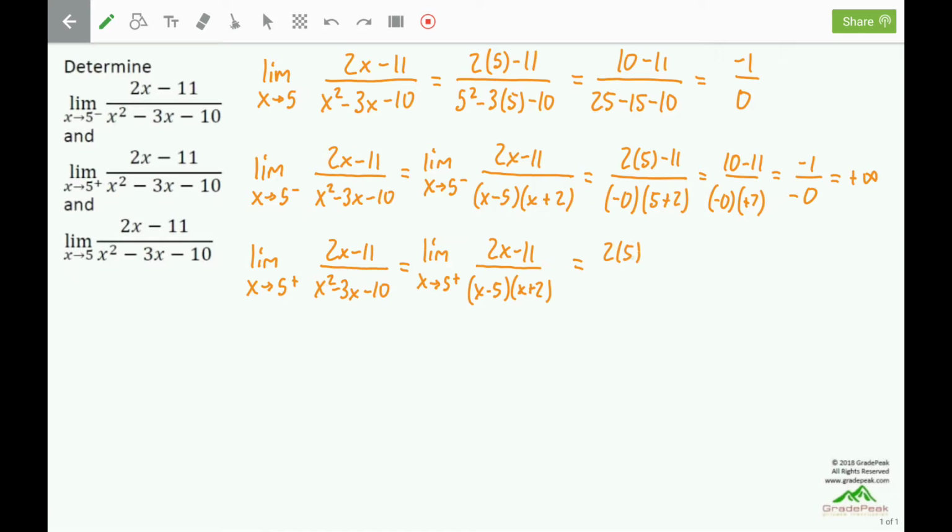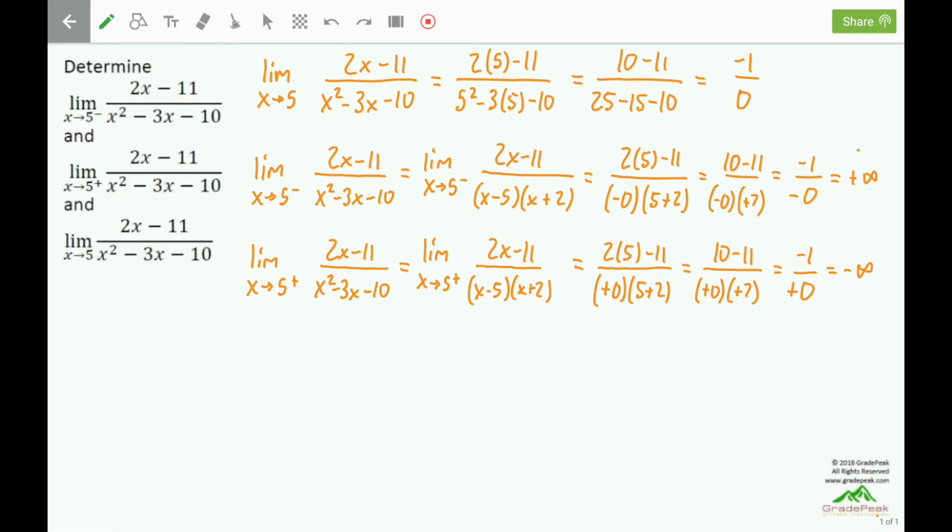We can plug 5 in for all other x's, and this one is going to come out to a positive 0. 5 in for all other x's. 2 times 5 is 10, minus 11 over a positive 0 times a positive 7. 10 minus 11 is a negative 1. Positive times positive is positive. 0 times 7 is 0. A negative divided by a positive is a negative, and a non-zero over a 0 is an infinity. There's the result of the right-sided limit.